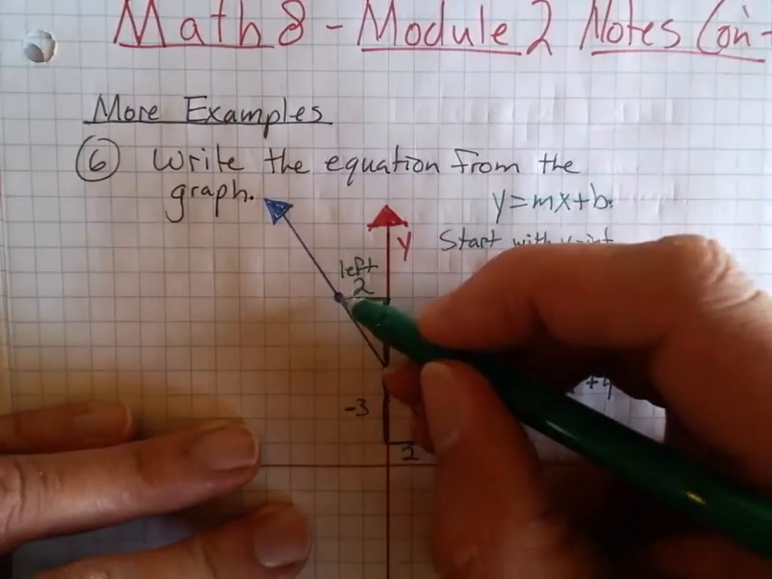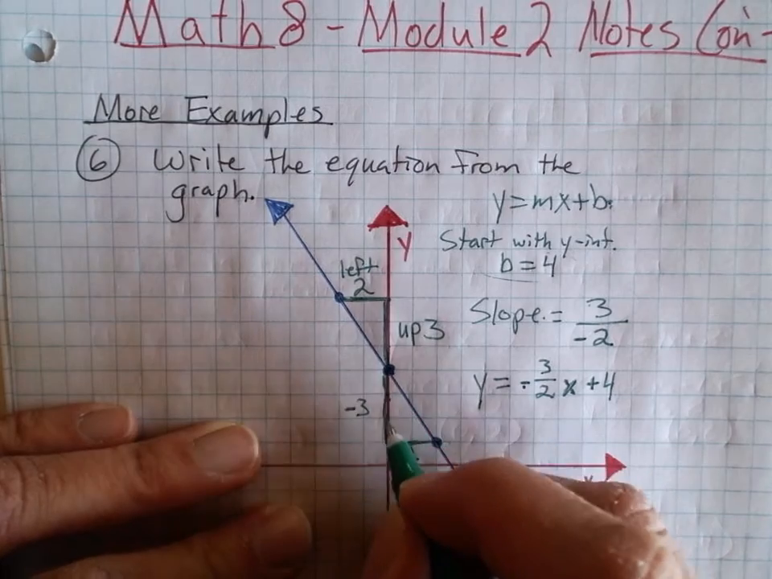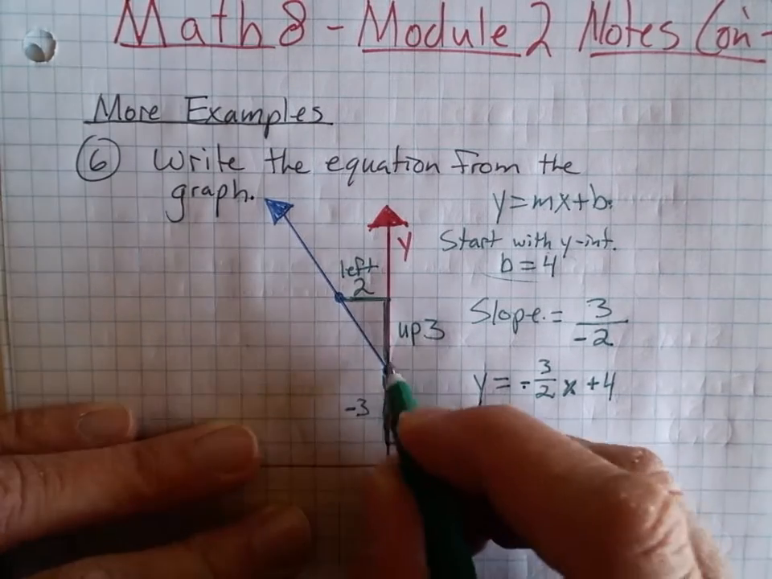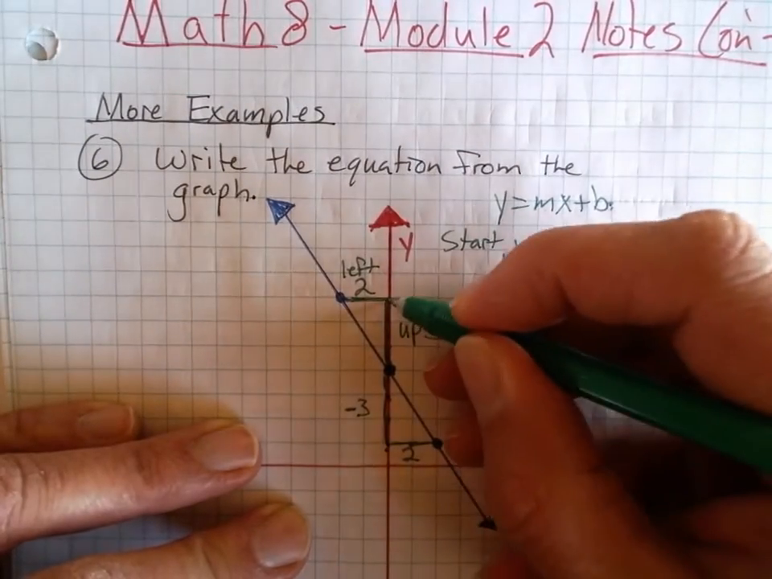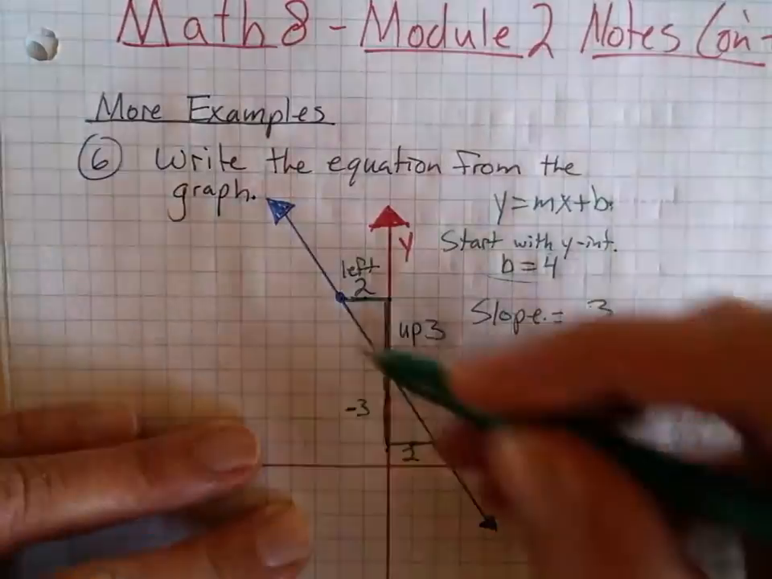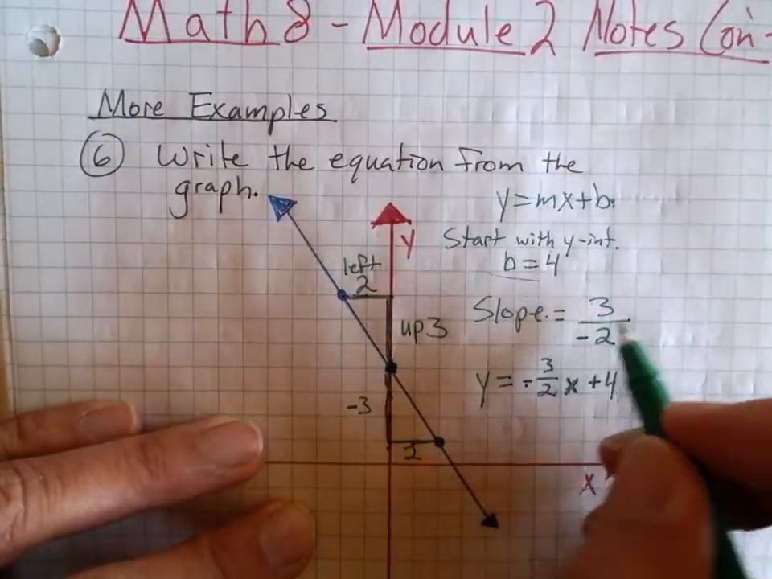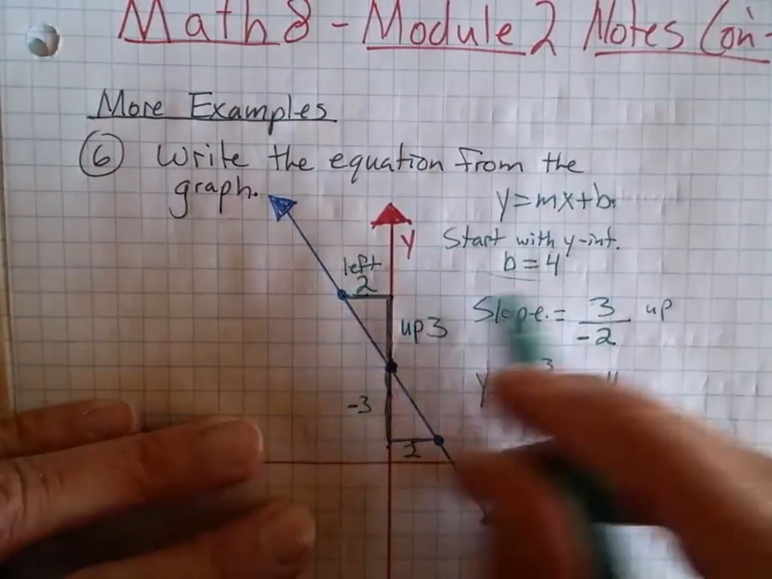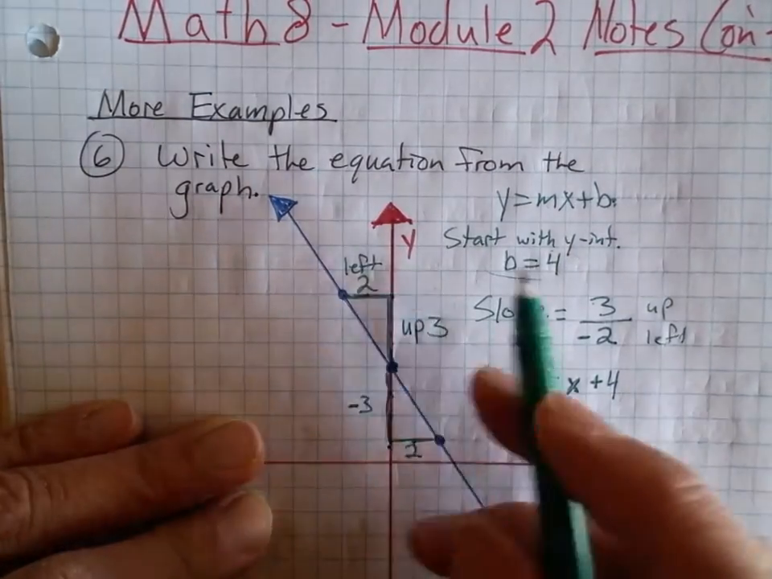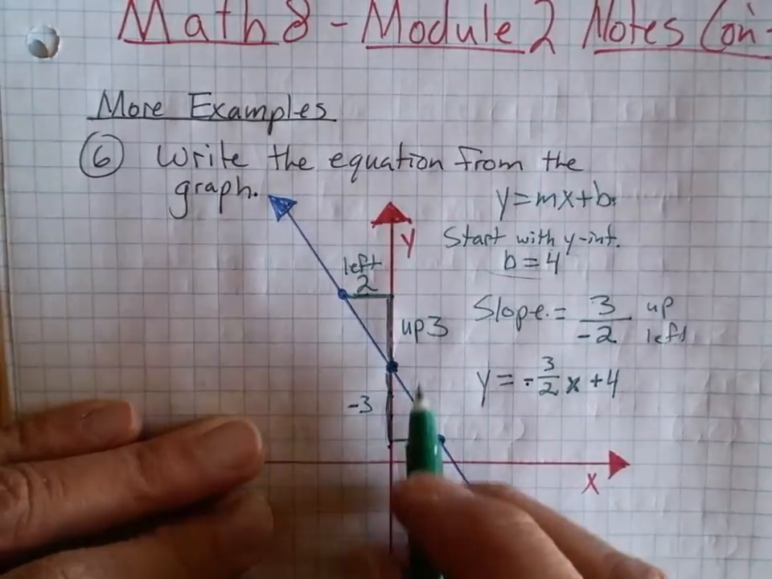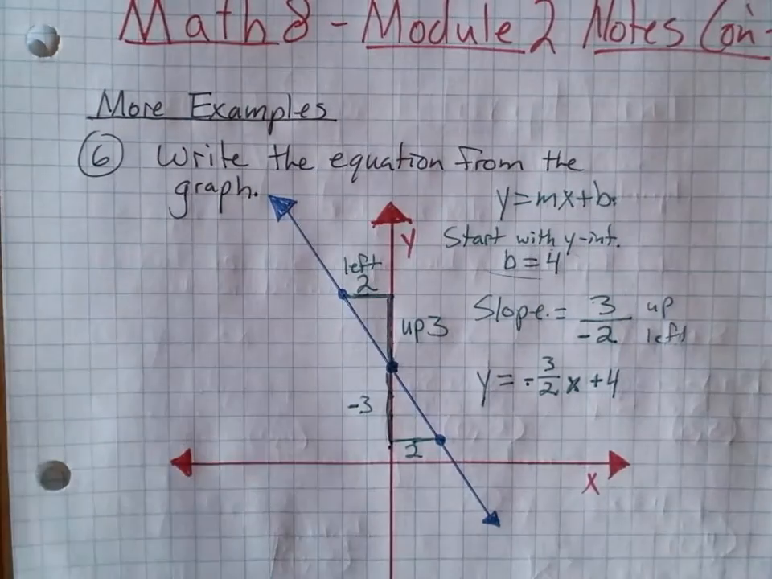Boom, 4, done. Now the slope. I gave you these points, and all you have to do is make your slope triangle. I'm going to go down 3, right 2, or up 3, left 2 to get back to the line. Remember, the vertical goes up top, 3 up, 2, and that's left. Or you could have done it 3 down, make it a -3, and 2 over, but after that you just plug it in.